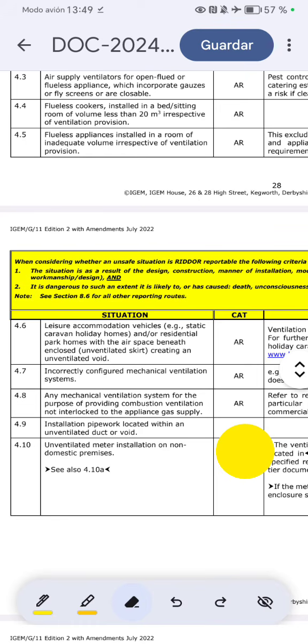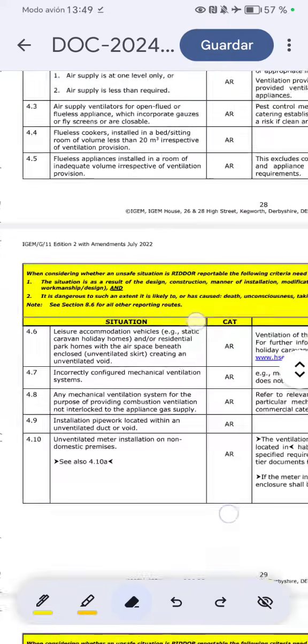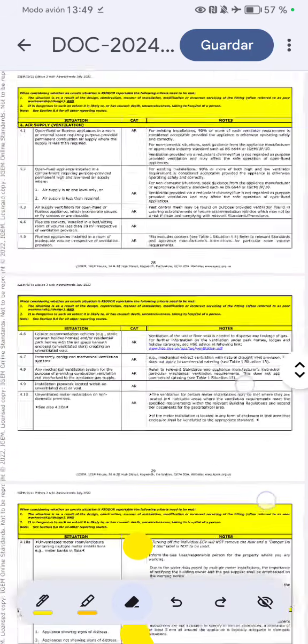4.9. Installation pipe located within an unventilated duct or void. Unventilated meter installation on a... I'm going to say at risk for both because ventilation, I always default to at risk if I'm not sure. Yes. Okay, then read the additional information.